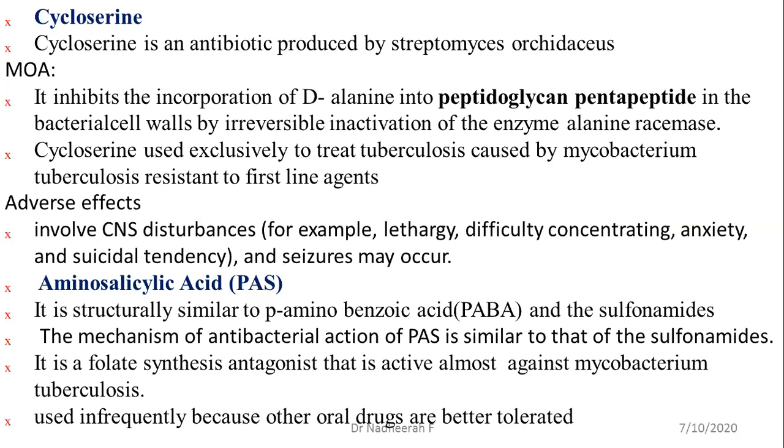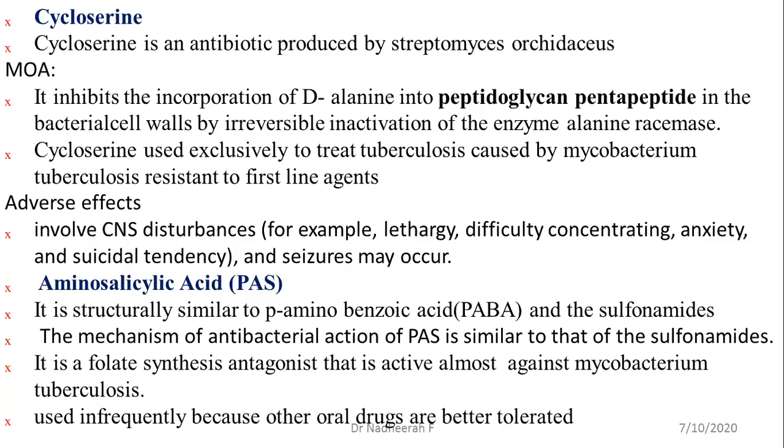Cycloserine is an antibiotic produced by Streptomyces species. Mechanism of action: it inhibits incorporation of D-alanine into the peptidoglycan pentapeptide in the bacterial cell wall by irreversible inactivation of the enzyme alanine racemase.